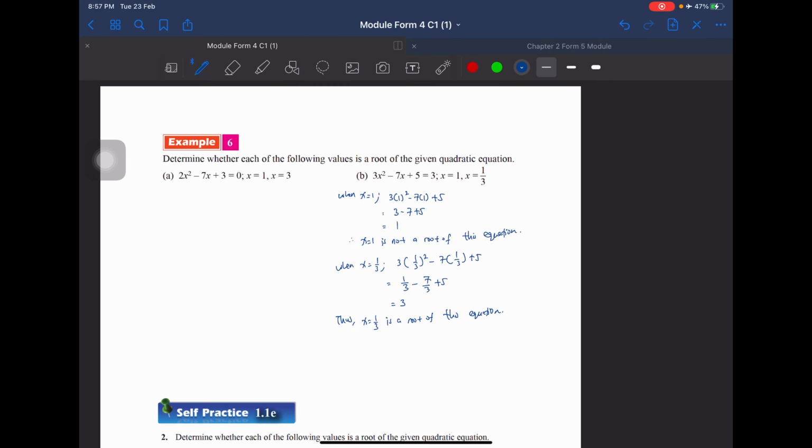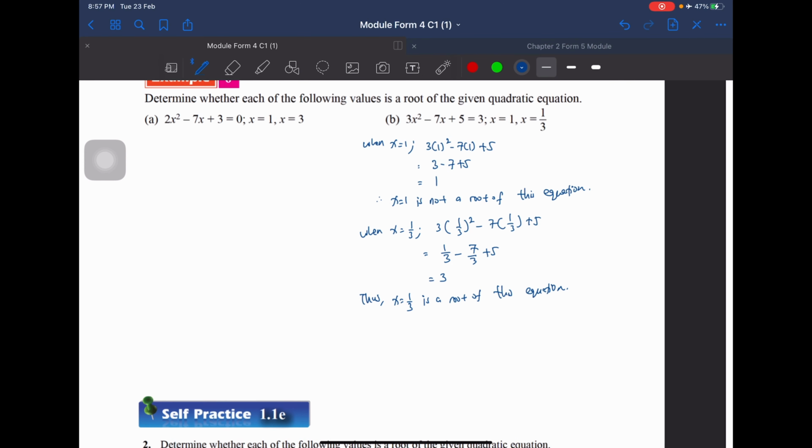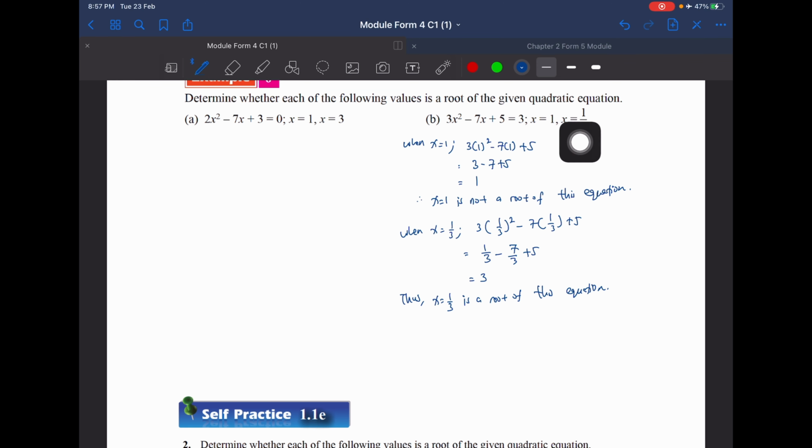Okay, so it's quite simple. Awak just masukkan nombor yang diberi ke dalam equation ini. Jika jawapan dia sama dengan jawapan yang diberi dalam soalan ni, for example this one is 3, so itu adalah roots of the quadratic equation.